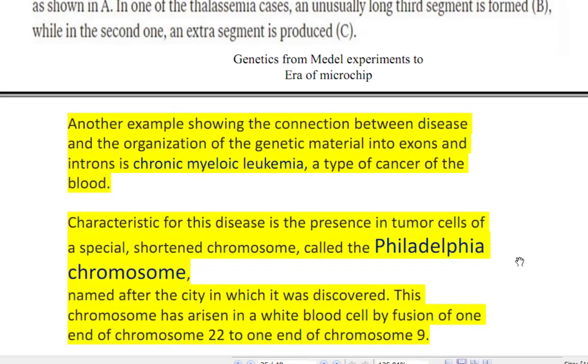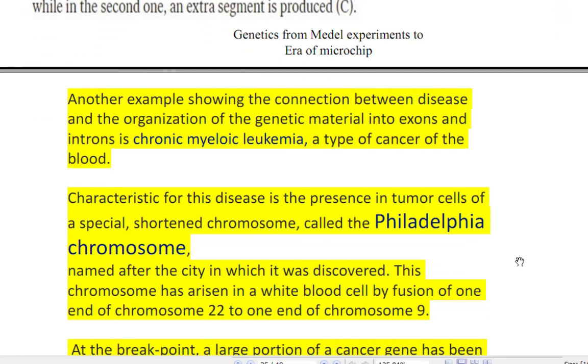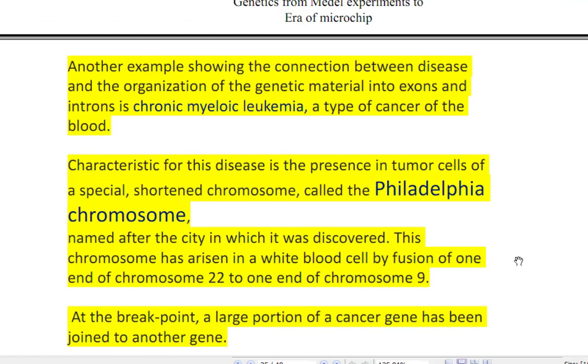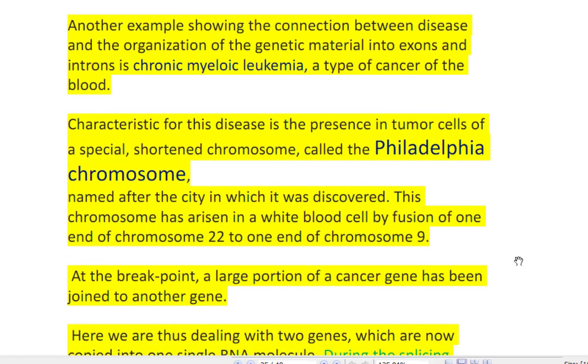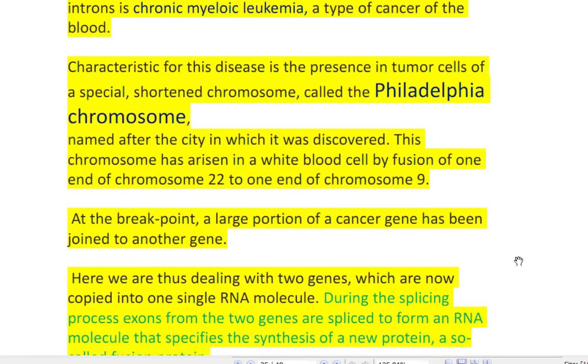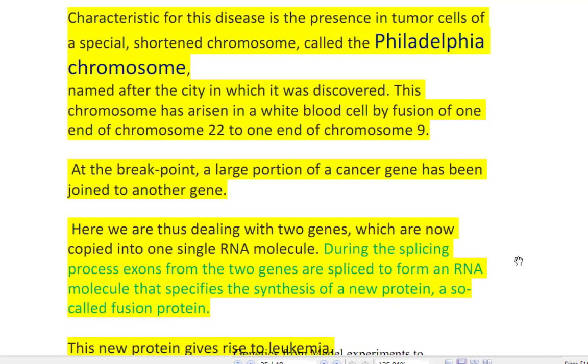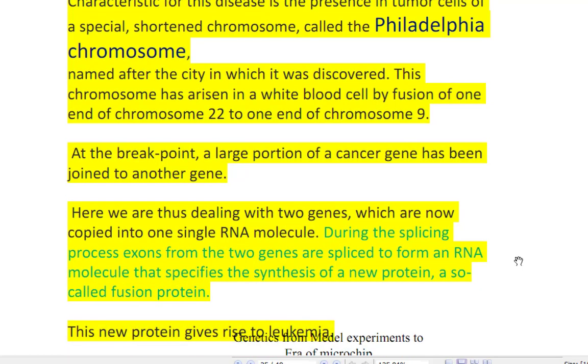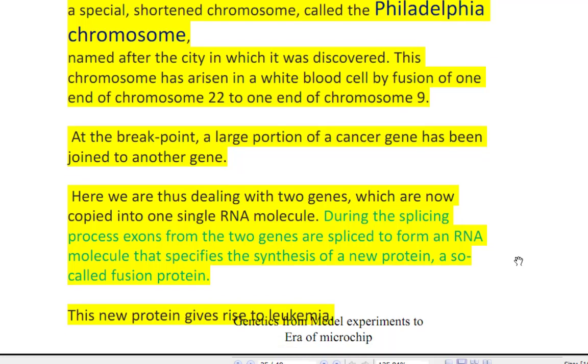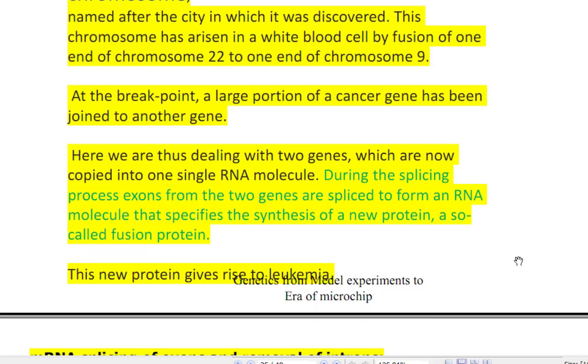Another example showing the connection between disease and the organization of exons and introns: chronic myeloid leukemia, a type of cancer of the blood. Characteristic for this disease is the presence in tumor cells of a special shortened chromosome called the Philadelphia chromosome, named after the city in which it was discovered. This chromosome has arisen in the white blood cells by fusion of one end of chromosome 22 to one end of chromosome 9.